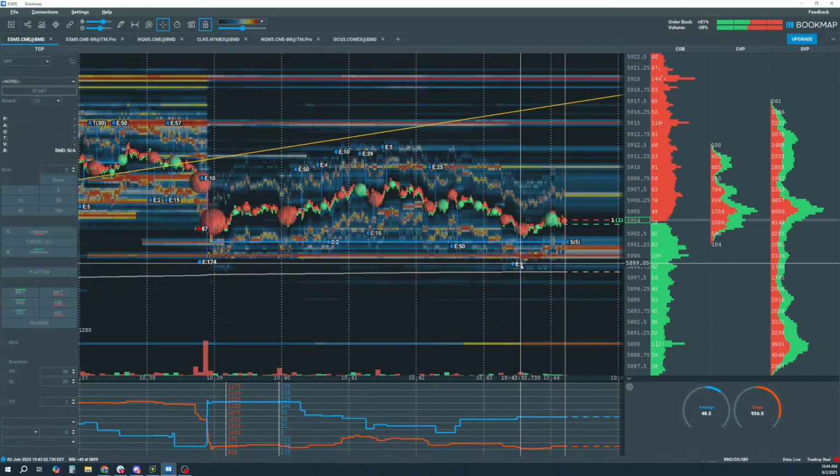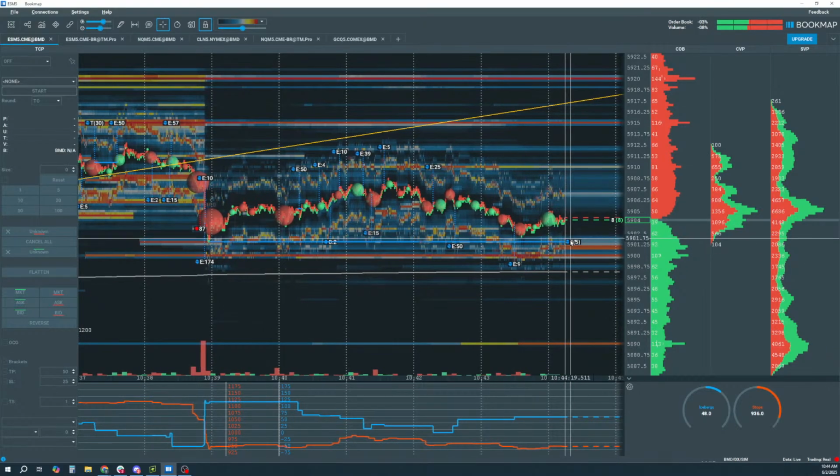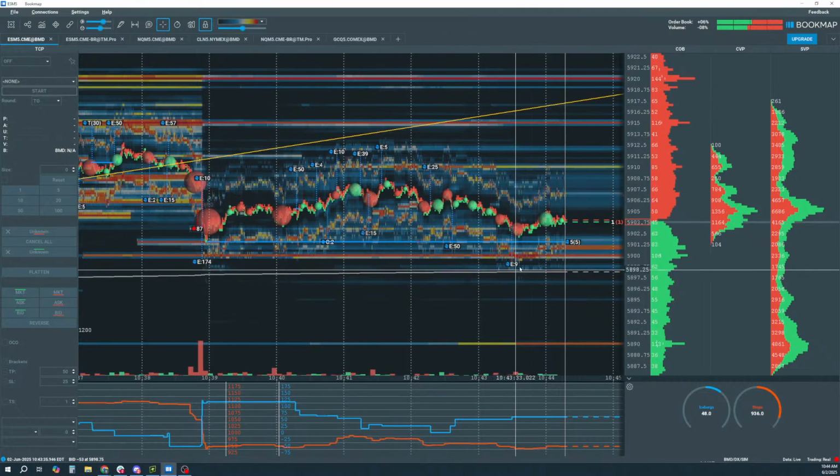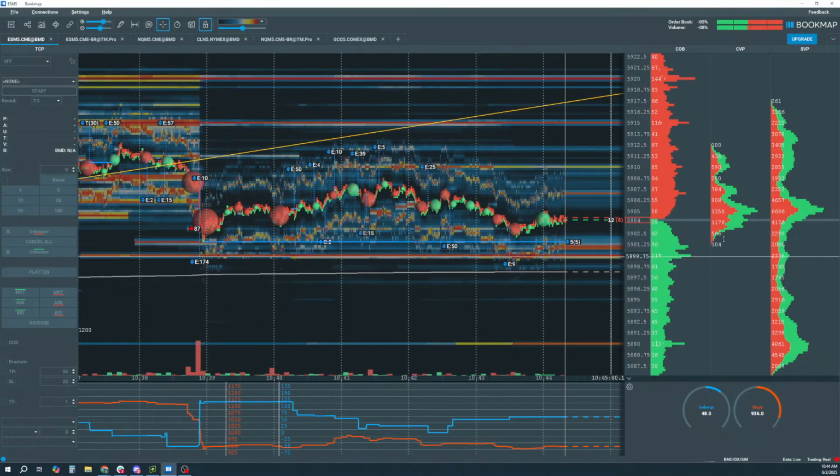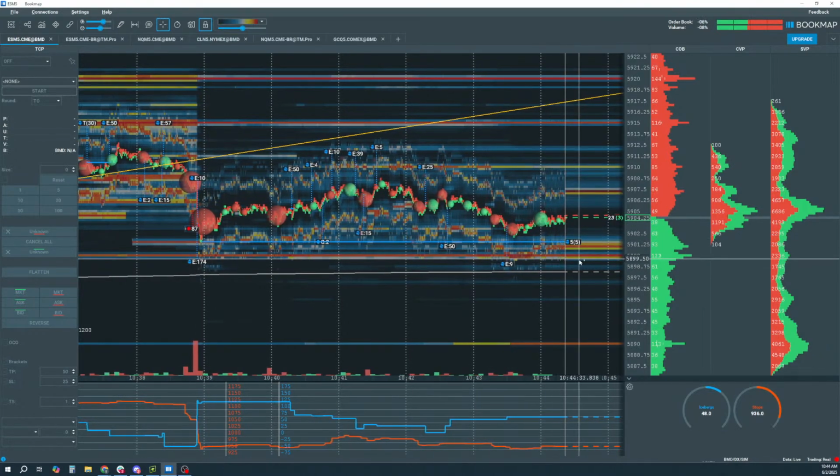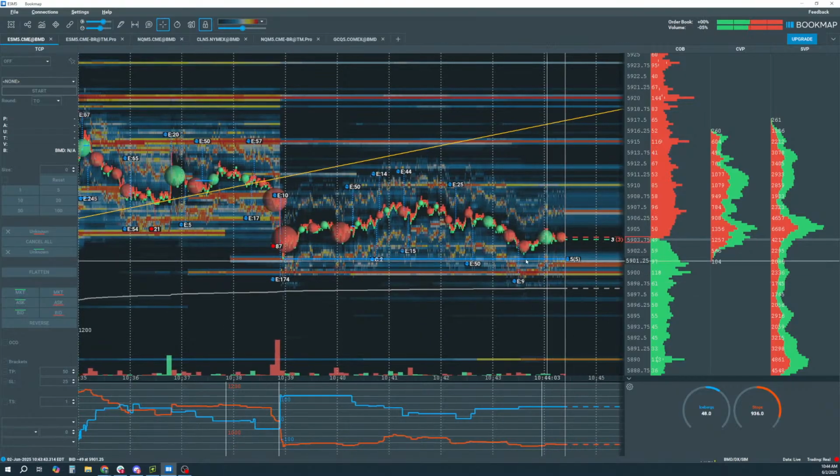Okay, when it has an E next to it, and it's to the left of the vertical line here, then this is historical. All right, so let's take a look here.